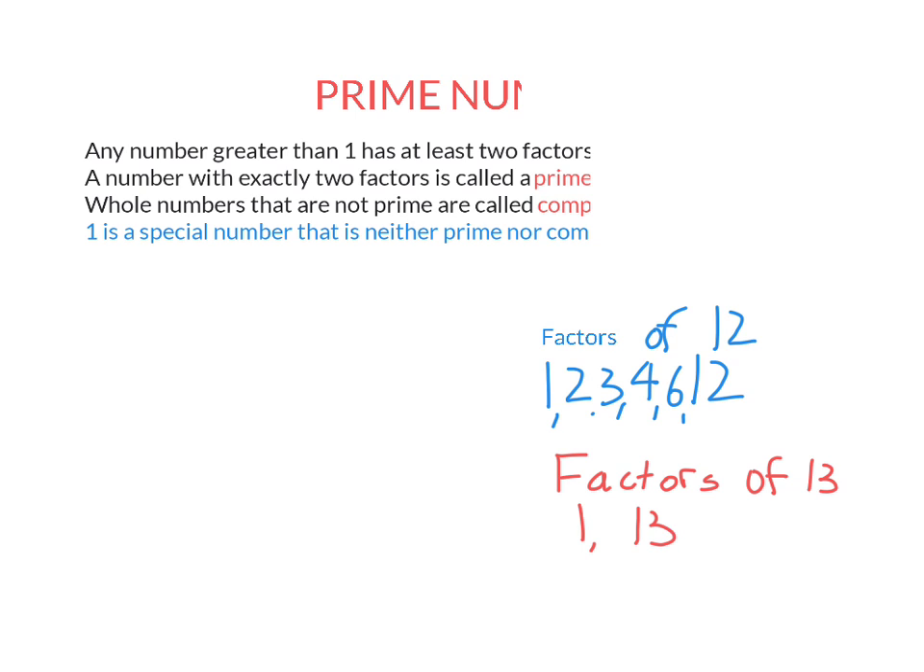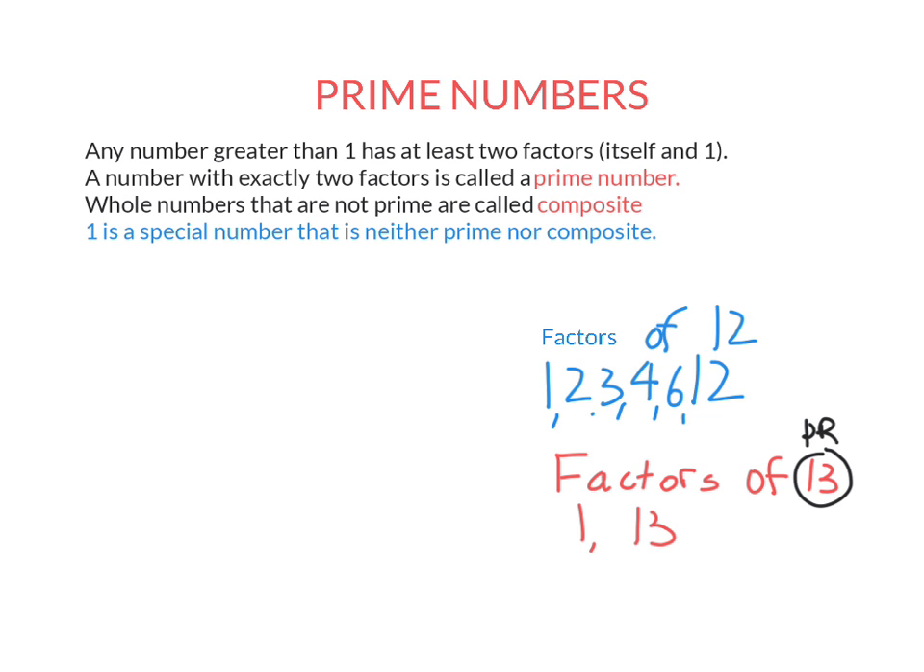In fact, this is the lowest number of factors possible. The only factors of 13 are itself and 1. So we know any number greater than 1 has at least two factors, like both of these numbers, but this number 13 has only two factors. Because its only factors are itself and 1, we say that 13 is a prime number.